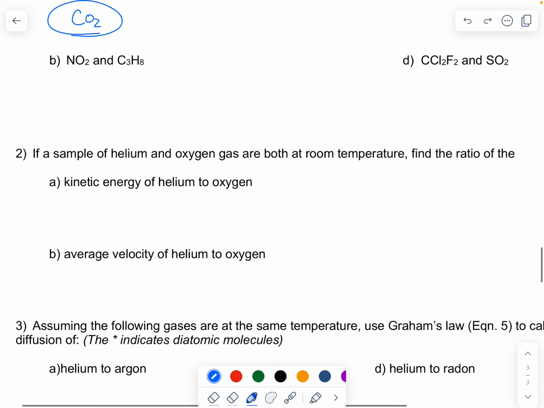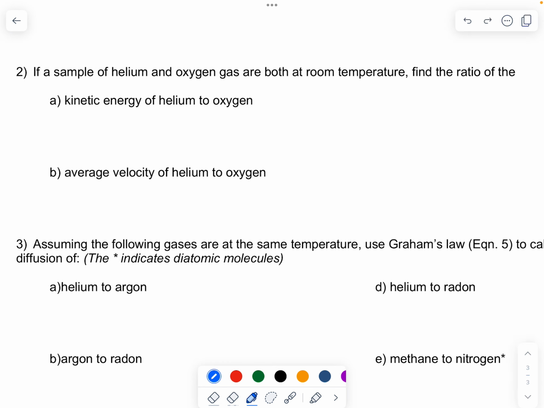When we go down to here, question number 2: if we have two gases, helium and oxygen, they're both at room temperature. First things first, which one has greater kinetic energy? Remember that kinetic energy is a measurement of temperature, so they are going to have the same kinetic energy if they're at the same temperature. However, if we get down to question number 2b, the velocity of helium to oxygen.